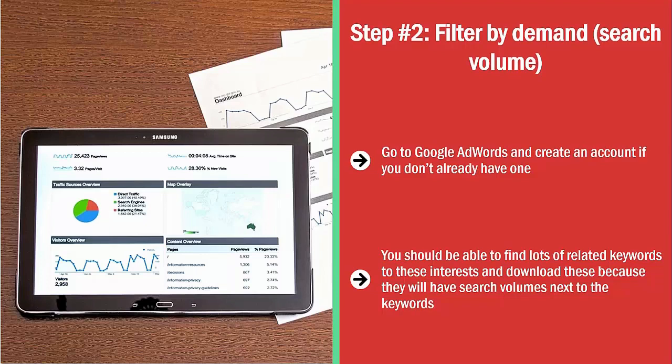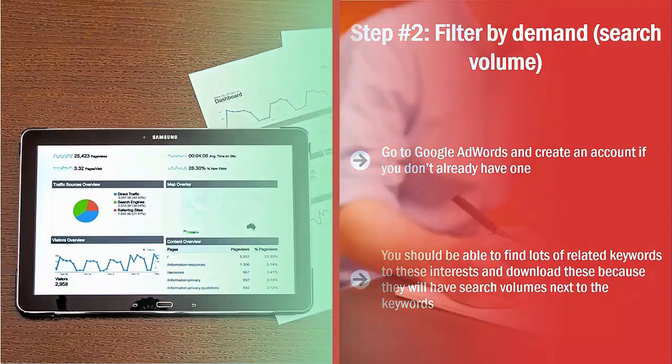At this point, you're going to delete from your list niches or personal interests that have too little search volume or are too much. You want something in the middle.